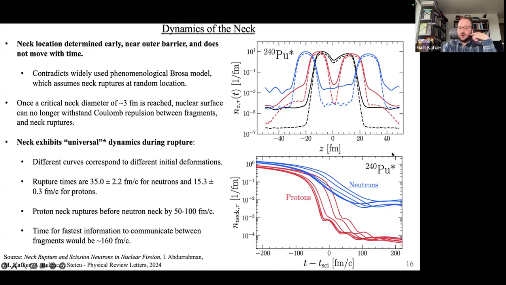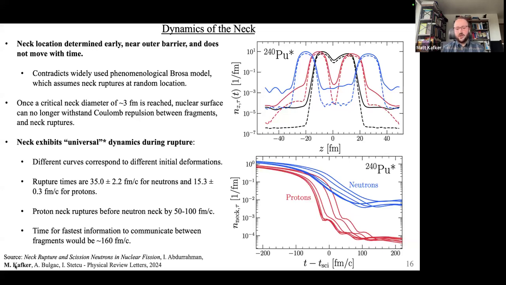The black curves are the initial times. The red curve is some intermediate time around scission. And the blue curve is some later time after the nucleus is split apart. So in the blue curve, you can see two separate humps of density, which correspond to the fragments which have separated. And in the black curve, the initial state, you have some compound nucleus, some compact shape here.